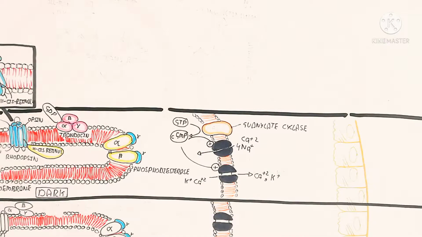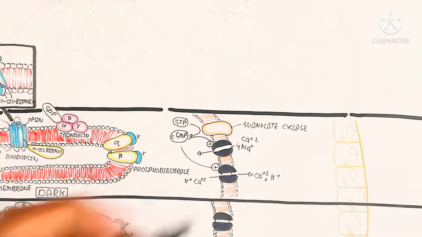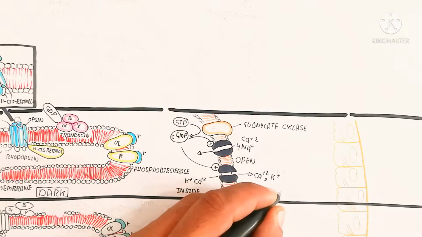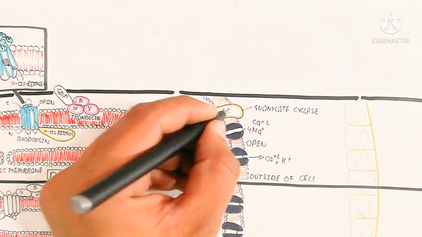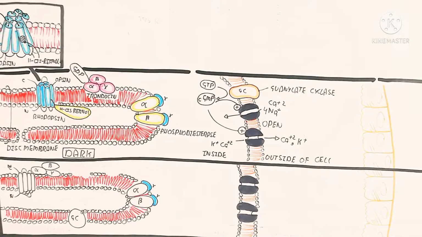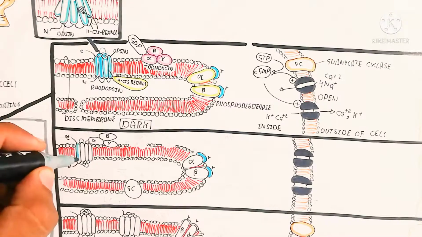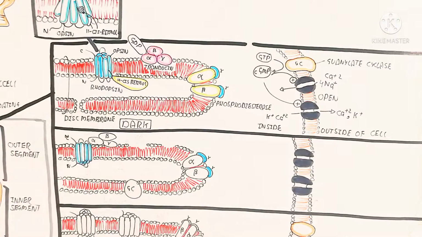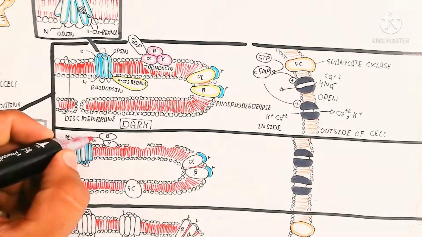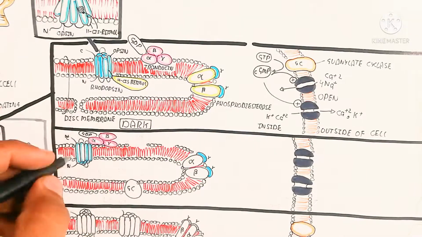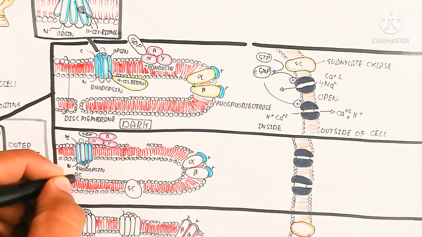While here, potassium and calcium can move out because the potassium and calcium gated channels remain open. On the other hand, the sodium voltage gated channel will be open in the normal condition during the dark time, without the action potential, without the detection of light. So let's begin to understand the light pathway.